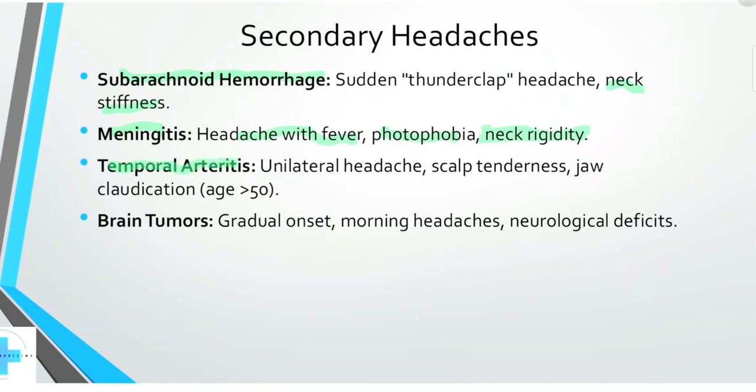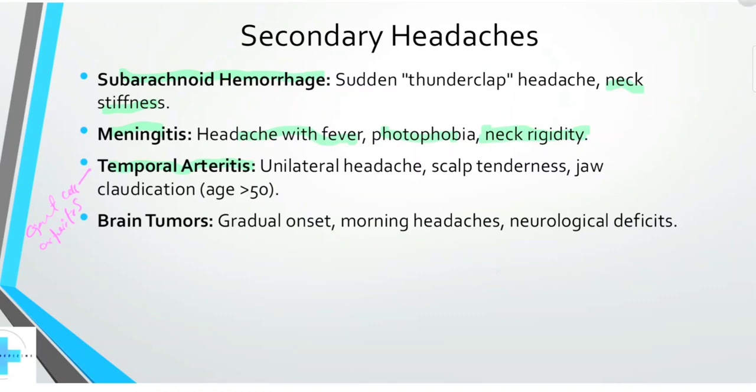Temporal arteritis. This usually occurs in women above the age of 50. Right, by the way, it's also called giant cell arteritis. Okay. Now it's usually unilateral, and you have some scalp tenderness and jaw claudication, right? And also, you need to hurry up with this one as well. If you get a patient like this, the definitive diagnosis for it is biopsy.